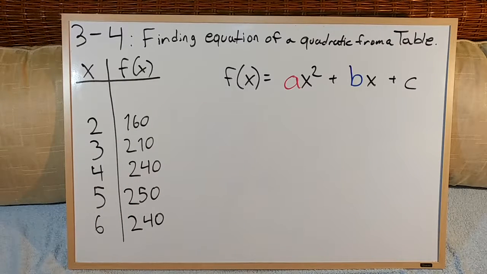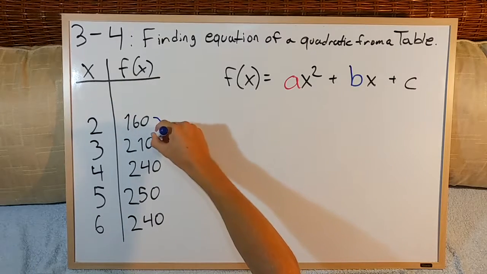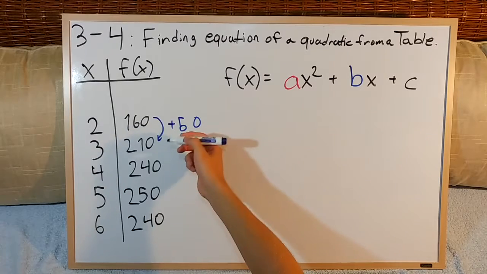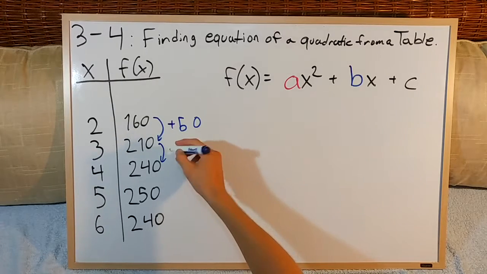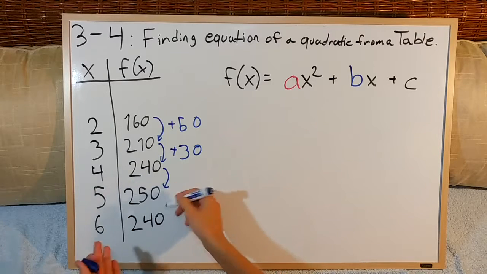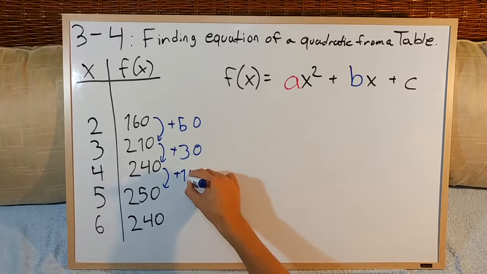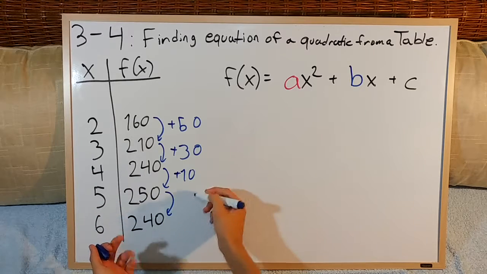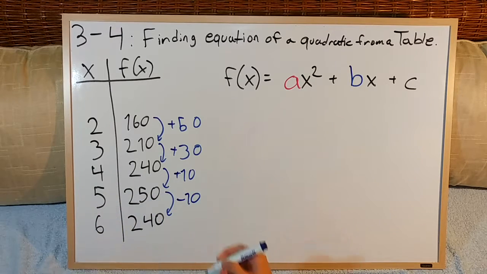Well, we find the first and the second growth. So what are they? From 160 to 210, we increase 50. And from 210 to 240, we increase 30. And from 240 to 250, another 10. And now we start decreasing. We decrease from 250 to 240, minus 10.